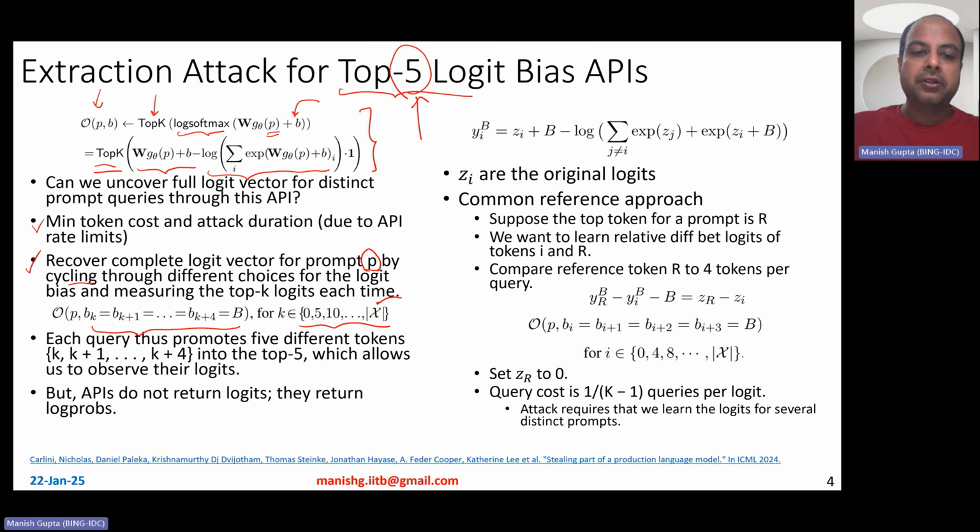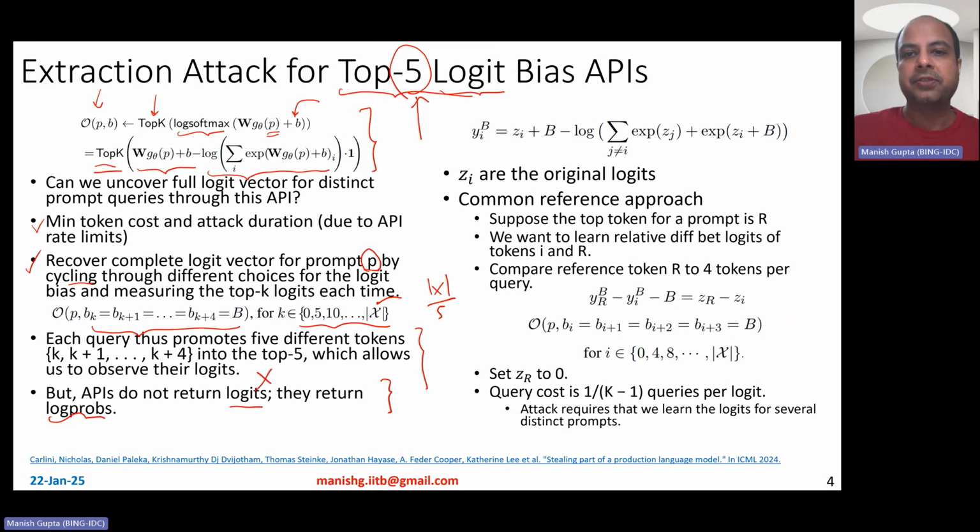So effectively, you're querying the LLM |X| divided by 5 times to get the entire logit vector. Each query promotes 5 tokens, k to k plus 4, into the top 5. But unfortunately, there's one problem. APIs do not return logits. They are not going to return these top 5 logits. They return log probabilities.